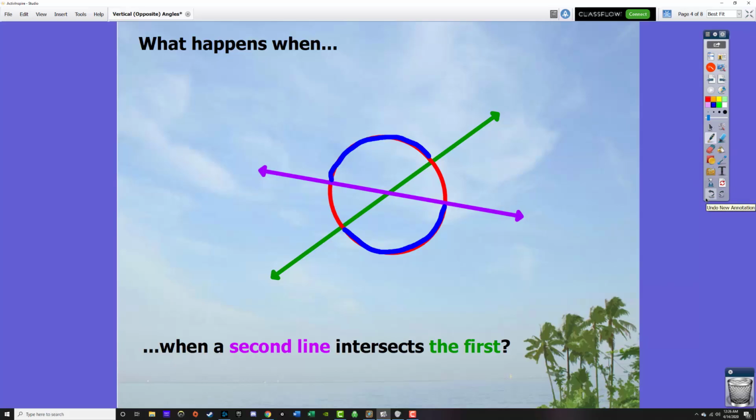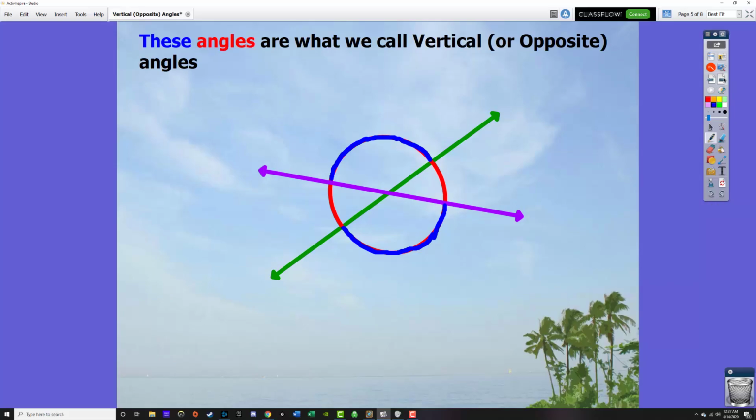Now this is where the idea of vertical angles comes from. This is an example of vertical angles. Most of the time, especially when I was in school, they were referred to as vertical angles, but it has become popular to refer to them as opposite angles. It's 2 different ways of referring to the exact same thing. So vertical angles and opposite angles, same thing.